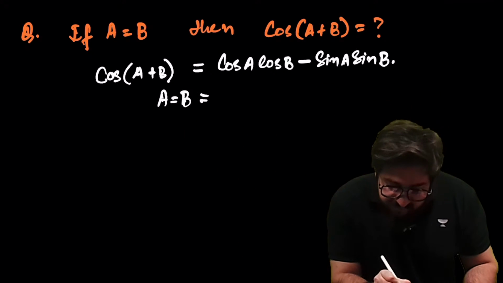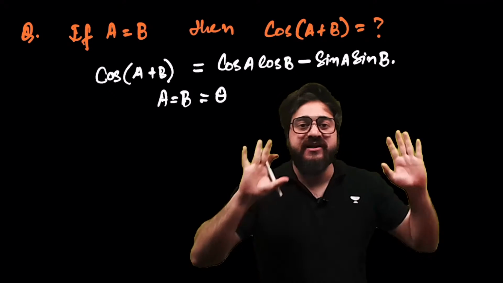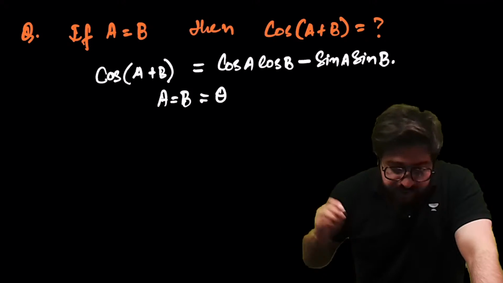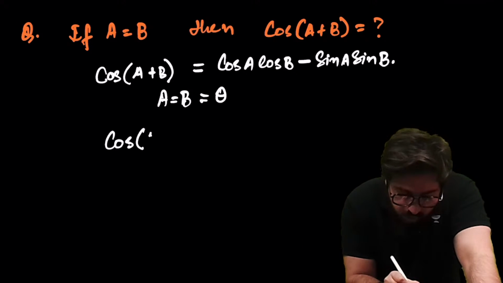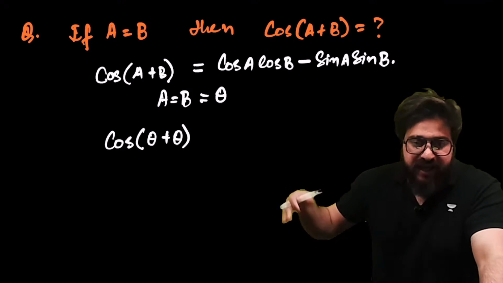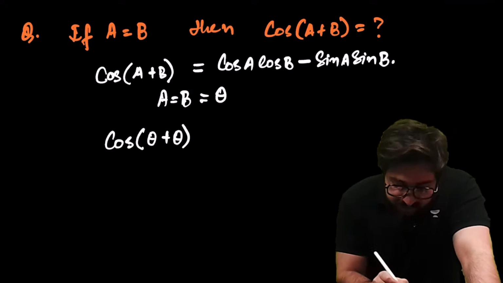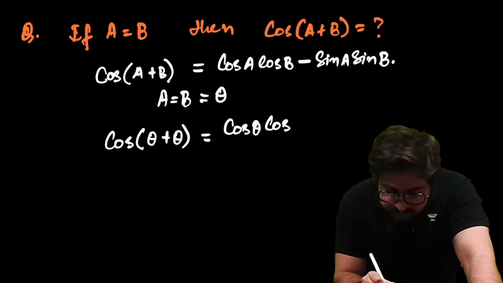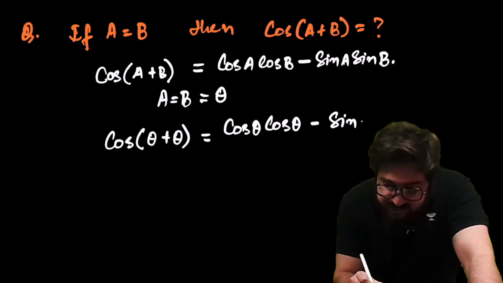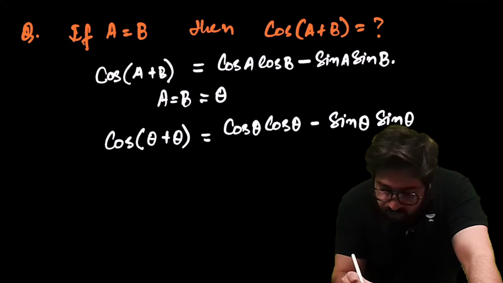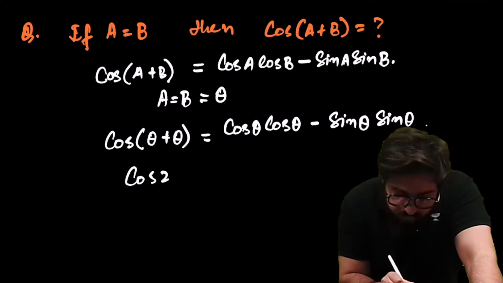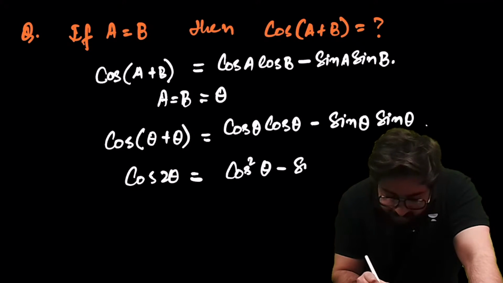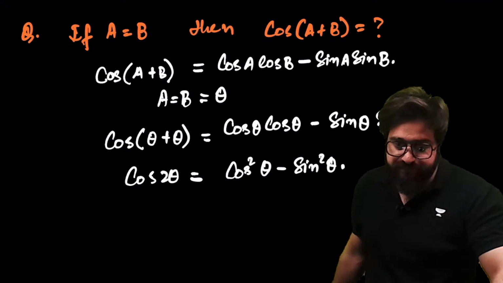So can we say if A is equal to B, let's suppose it is equal to theta. Now put this over here. We say, sir, it is cos of theta plus theta, because A plus B, both are theta. It will be equal to cos of theta into cos of theta minus sine of theta into sine of theta. So this will be cos of 2 theta is equal to cos square of theta minus sine square of theta.